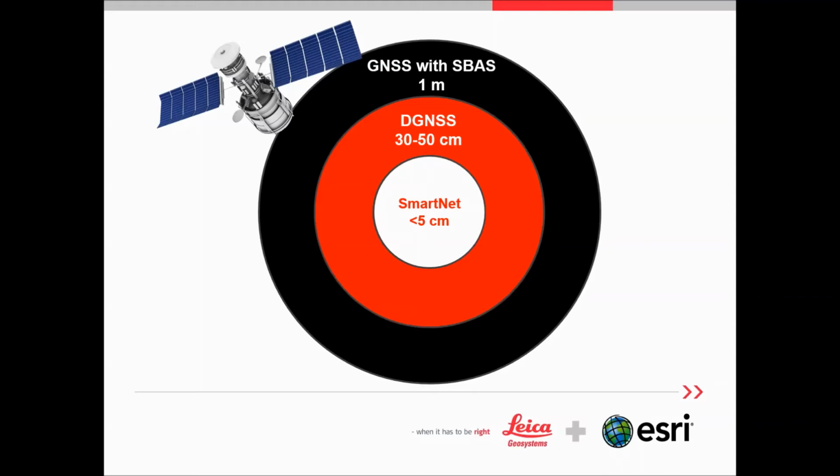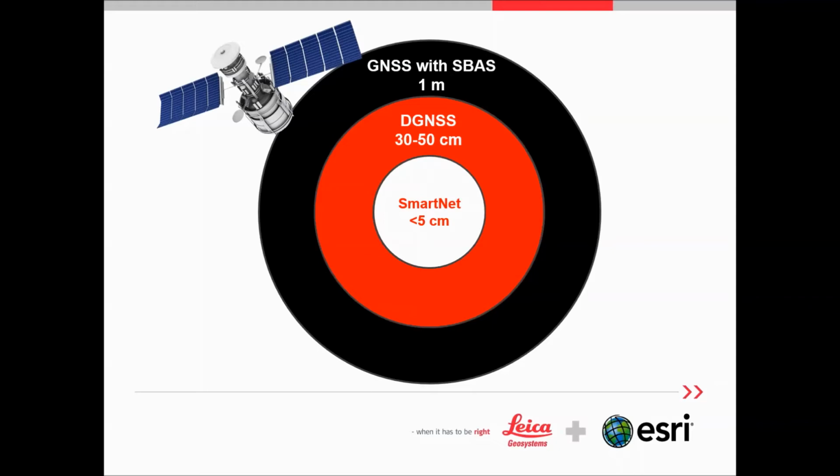If we want to improve our accuracy further, we also have to augment the GNSS signals, commonly by using a mobile data connection. This is known as differential GNSS and will allow for a positional accuracy of 30 to 50 centimeters. Again, this is also using a single frequency on the antenna.